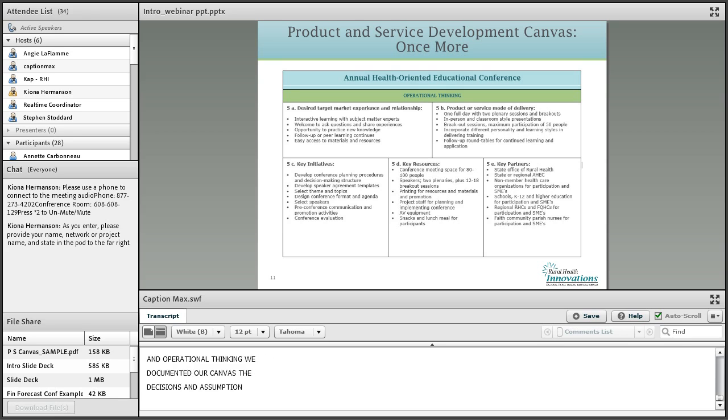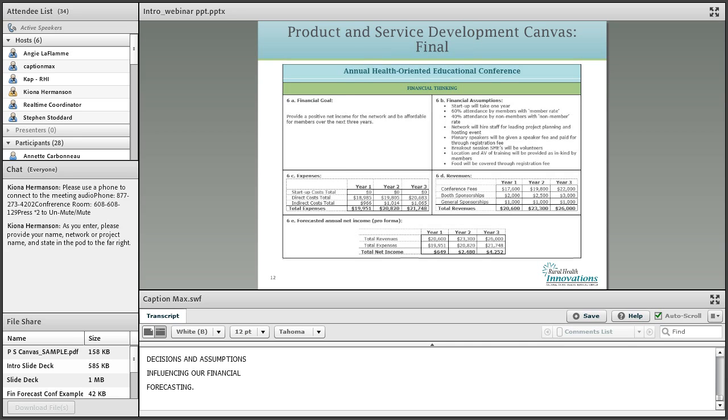As we think through all of these parts of marketing and operational thinking, we document in our Canvas those decisions and assumptions that are going to influence our financial forecasting.